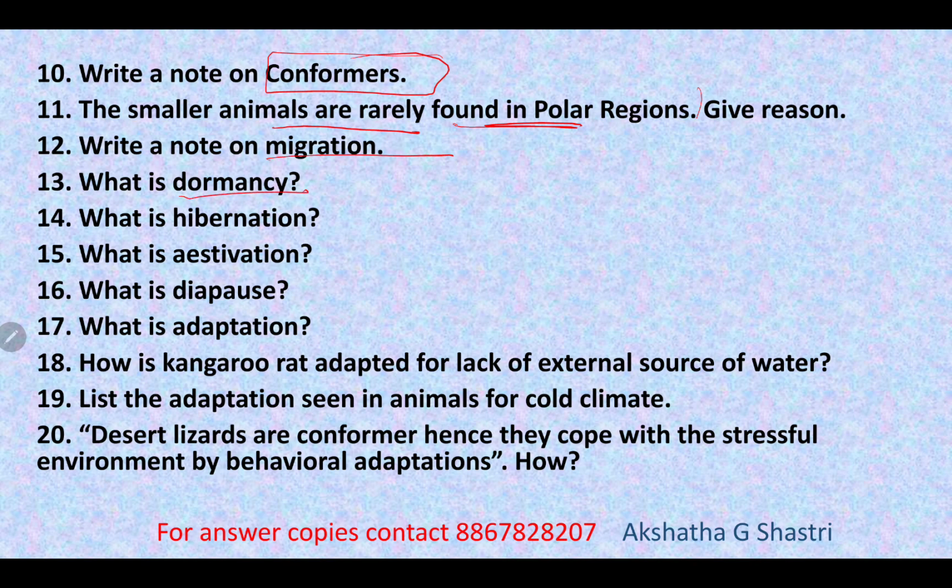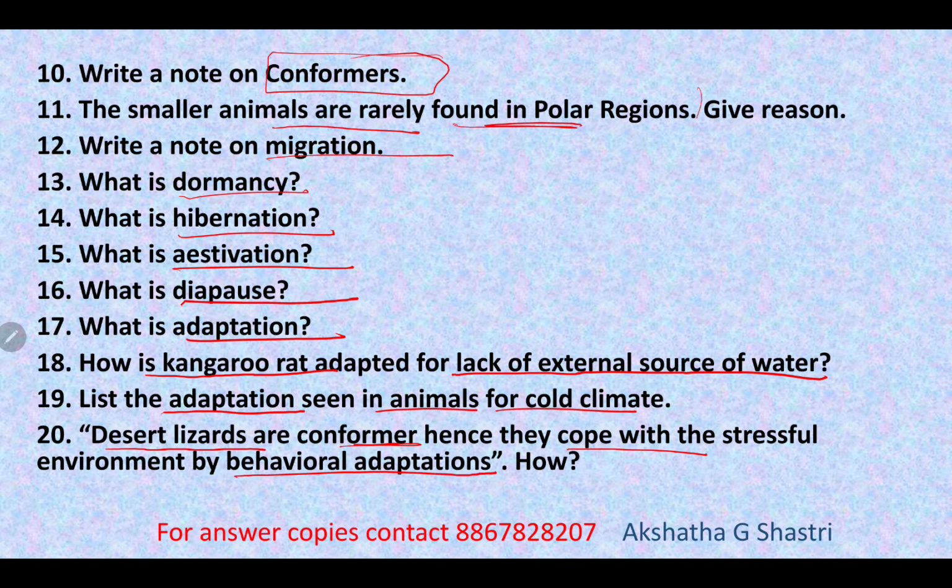What is dormancy, hibernation, estivation, diapause, adaptation? Then how is the kangaroo rat adapted for lack of external source of water? List the adaptations seen in animals for cold climate. Next, desert lizards are conformers. Hence, they cope up with the stressful environment by behavioral adaptation. How?